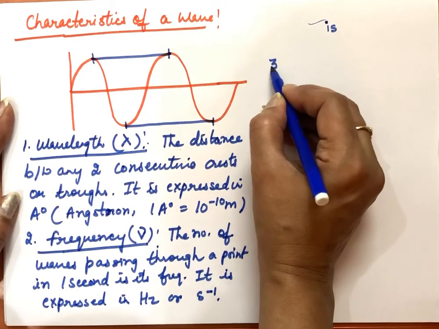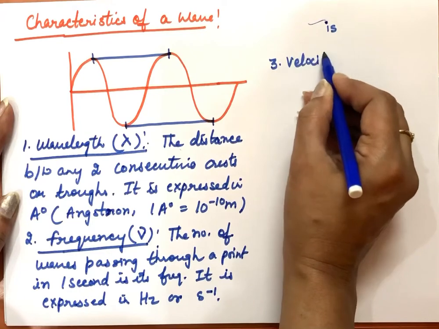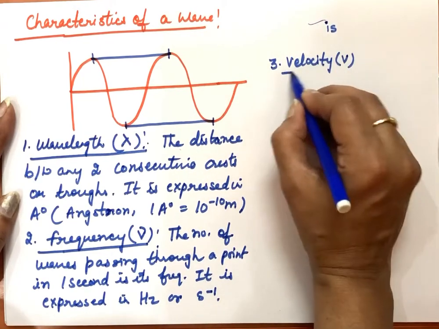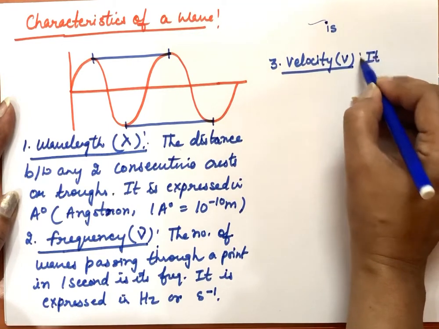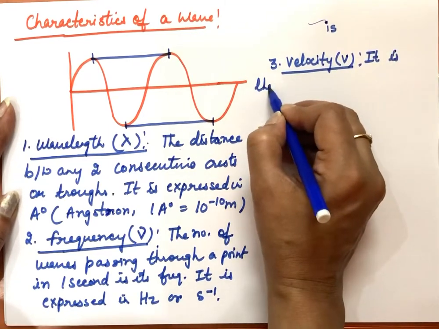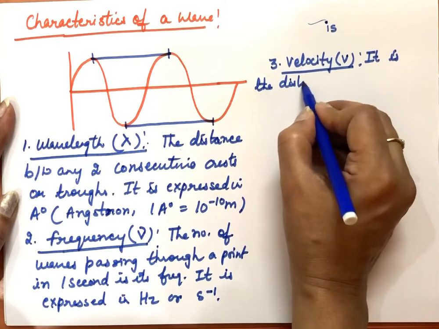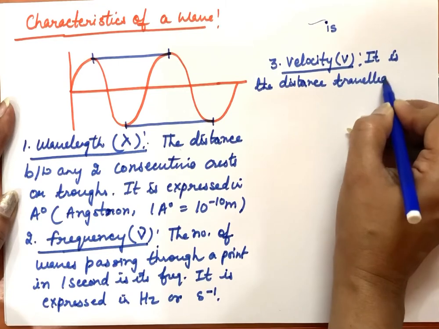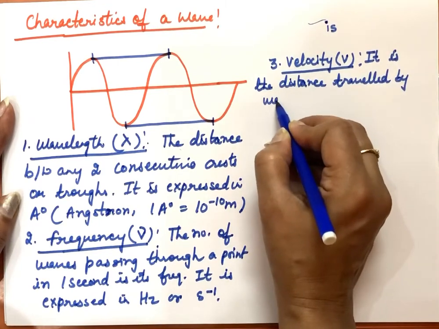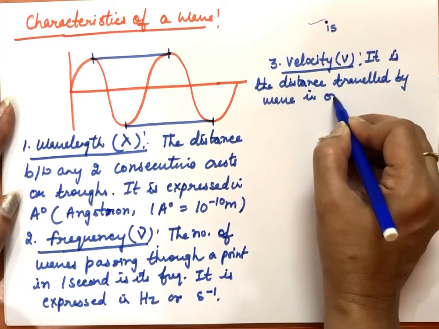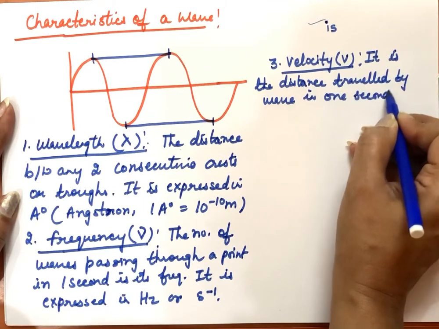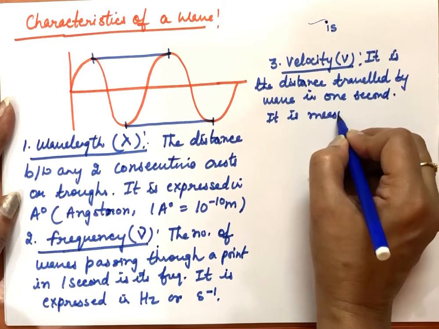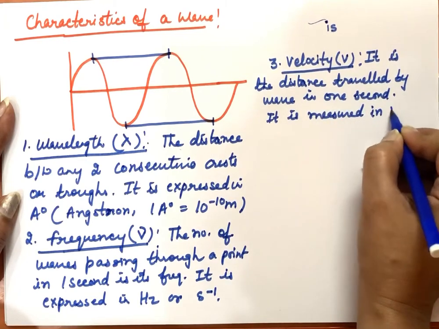Coming to the third characteristic of wave, that is velocity. For velocity, we use a symbol V, and if it is light, then we use a symbol C for it. And what is velocity? It is the distance traveled by a wave in 1 second. In 1 second, how much distance a wave can travel? That is called its velocity, and it is measured in meter per second.